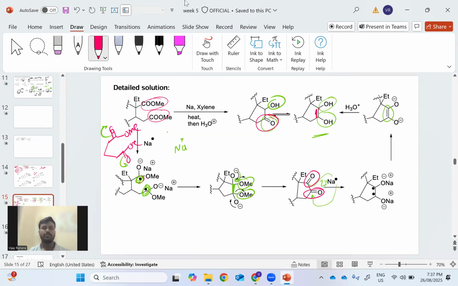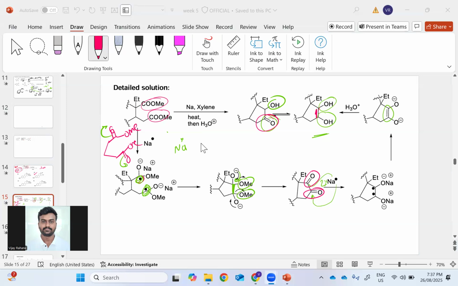So have you understood how the product got formed in this reaction? I will wait for you to note down this mechanism. If you have any doubt, please let me know. We will discuss this again. Question.